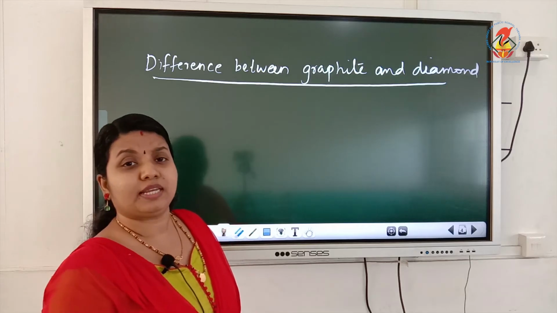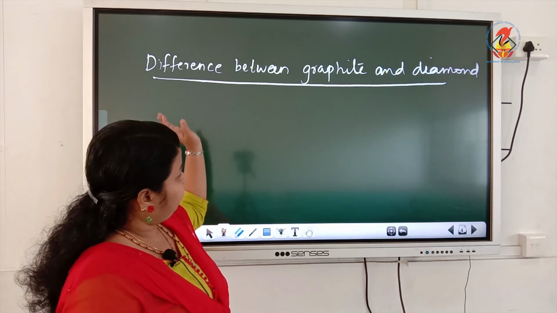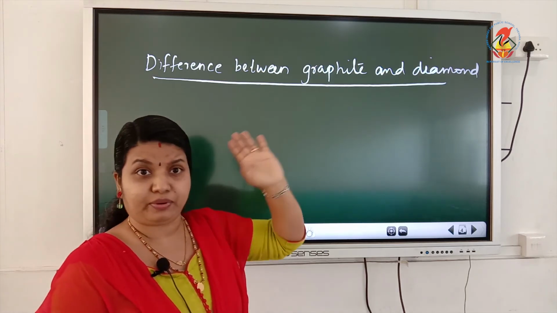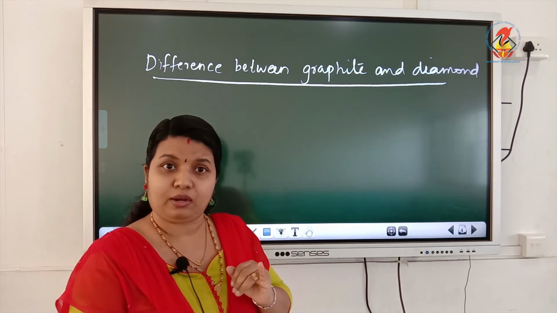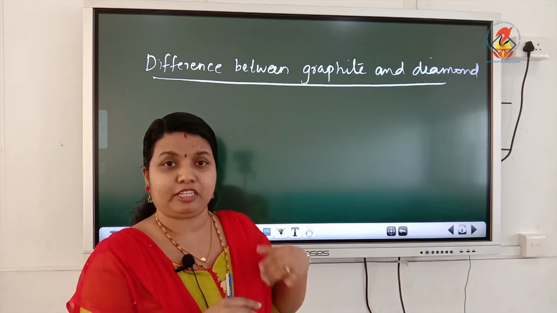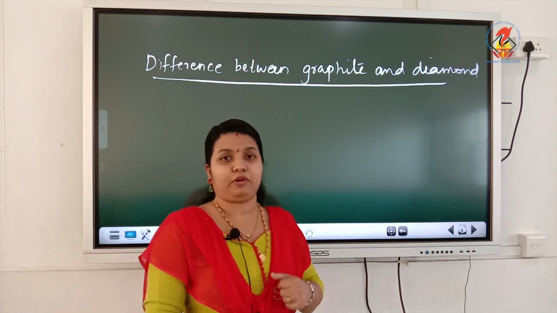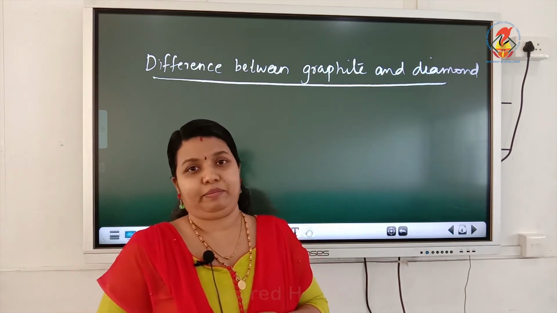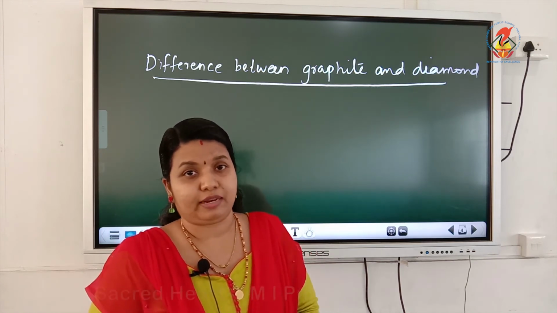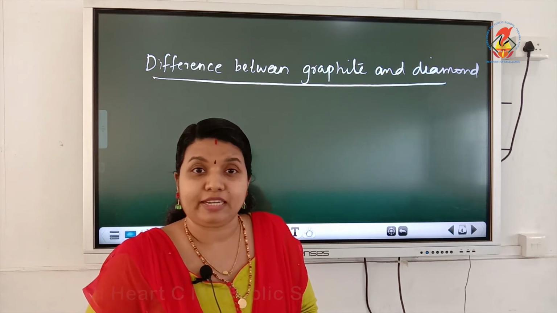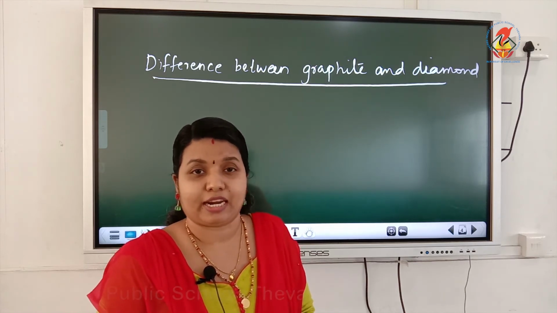These are the two crystalline allotropes of carbon, and they differ only in their physical properties. Chemical properties are same. Allotropes have same chemical properties but different physical properties. So, we have to see the difference in the physical properties of graphite and diamond. Why do they have different physical properties? They have different physical properties because they have different structures, the difference in the manner in which carbon atoms are arranged in them.